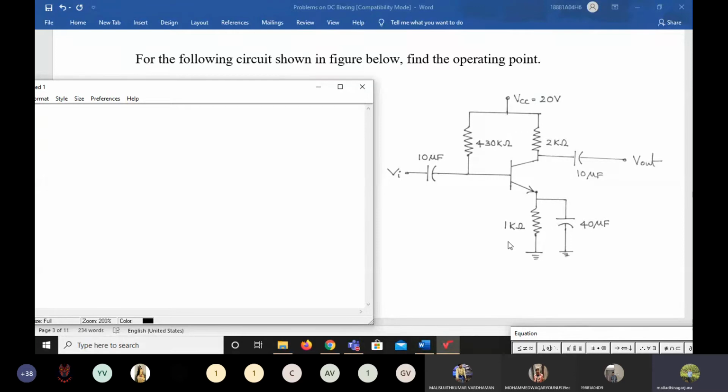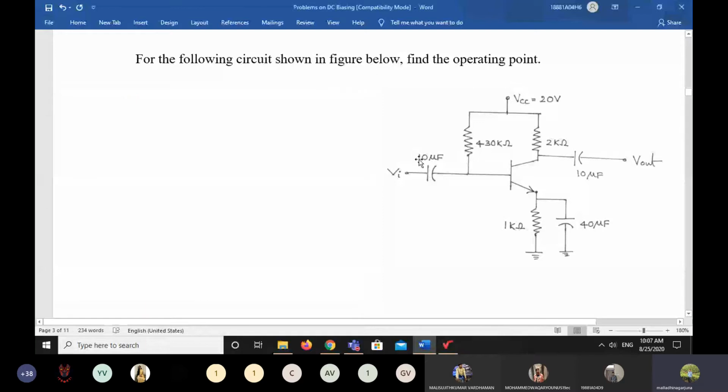Though they are there in the circuit, neglect those capacitor values, need not consider them anywhere, because you are applying the DC analysis, and for the DC signal the capacitor acts as an open circuit. So in this circuit diagram, this 10 micro is cancelled, and this 10 micro, this 40 micro, need not be considered. So the only thing is to apply KVL to the input loop and the output loop.